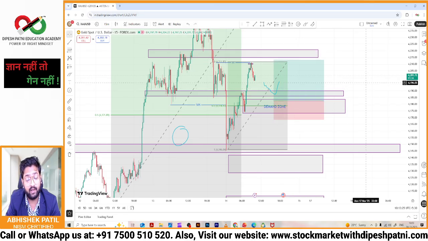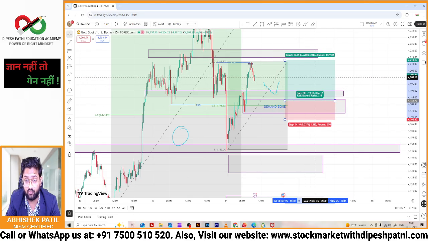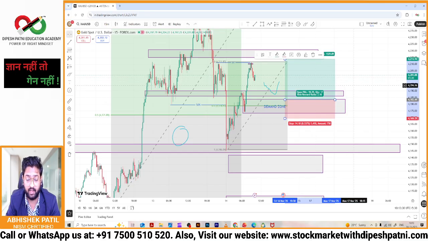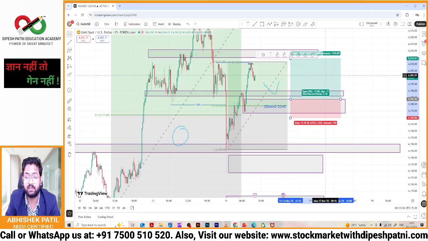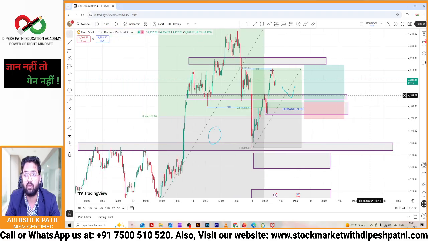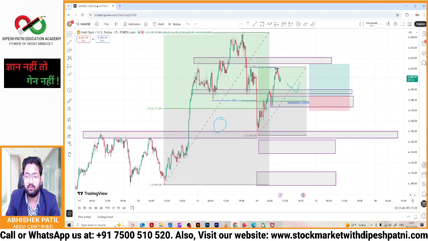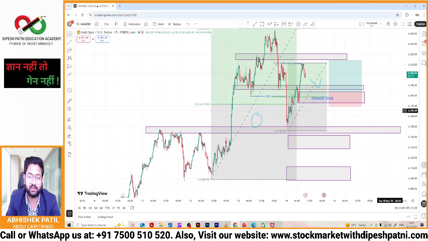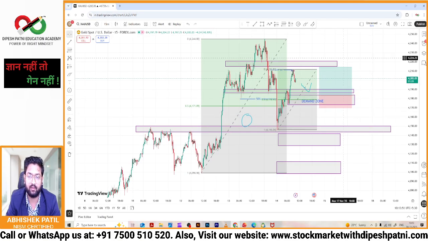This zone might fail, I am not sure, because it's all about the probability game. Trading is a zero sum game: if someone is losing, someone is gaining. If this zone fails, we are still bullish in the market. There are plenty of reasons why it is bullish. This is how you need to do a smart analysis in the market.